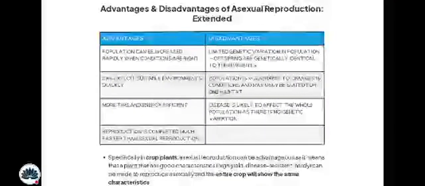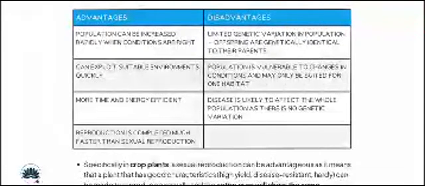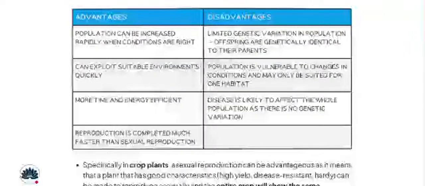What are the advantages and disadvantages of asexual reproduction? This is what you are exactly required to learn. It is very essential in your P1 and P2 of biology. So what are the advantages of asexual reproduction? Population can be increased rapidly when conditions are right. As we already know, the runners come out from the parent plant to grow new plants outside the area, and through this the population of the plants can be increased and exploit suitable environments quickly.